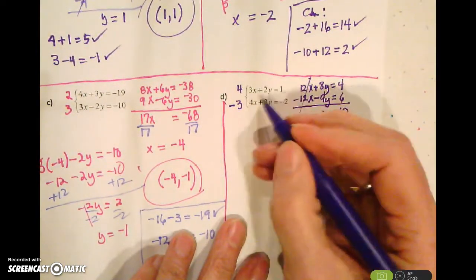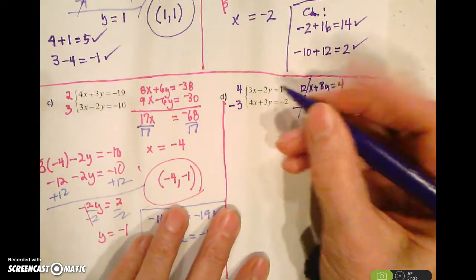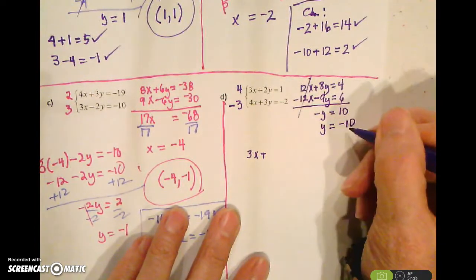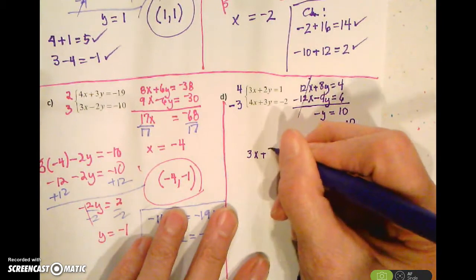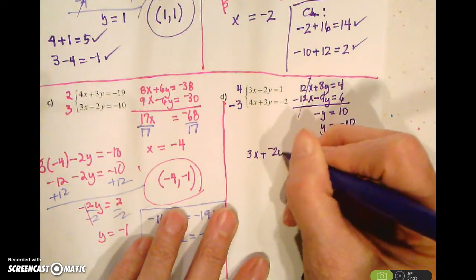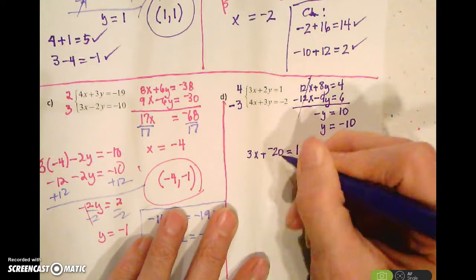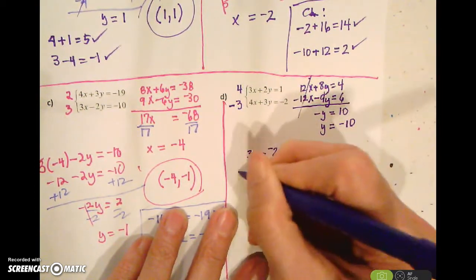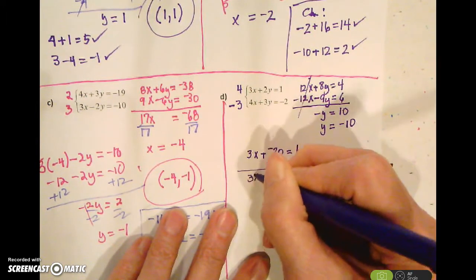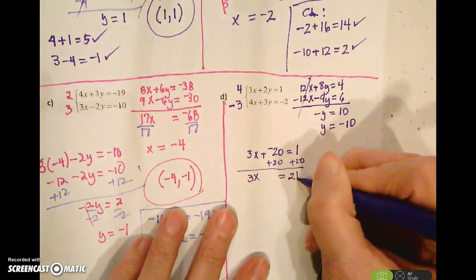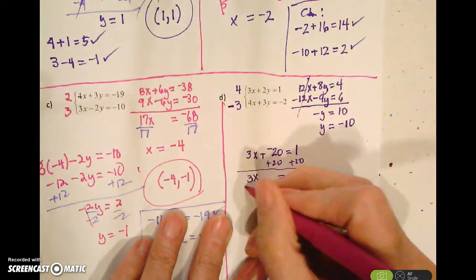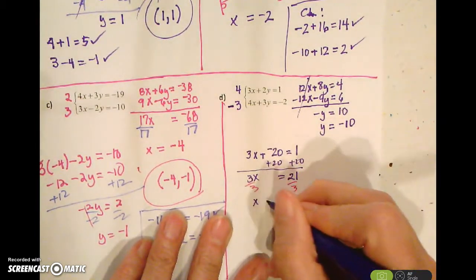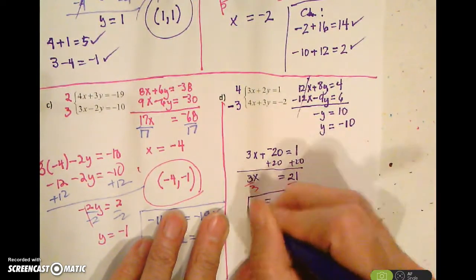Substitute back into one of the original problems. We'll go into the top one. So that's going to be 3x, and then 2 times a negative 10 is going to be a negative 20 is equal to 1. So then I have a minus 20, so I'm going to have to add 20 to both sides, and that will give me 3x is equal to 21. Then we'll divide both sides by the 3, and that will give us that x is 7.